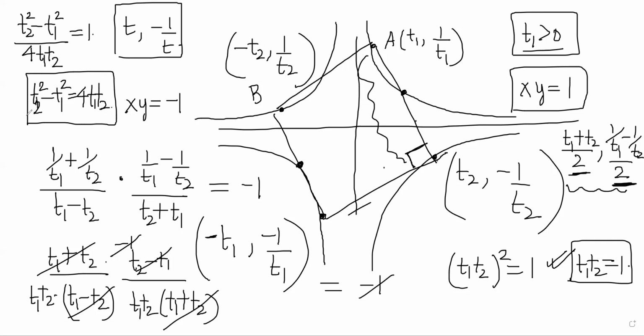Okay. Now, we have already gotten t1 t2 is equal to 1. So now we have basically t2 square minus t1 square is equal to 4, right? So, okay, this data is available to us. So what is the length of the side?